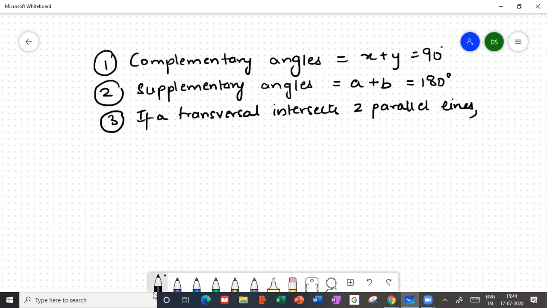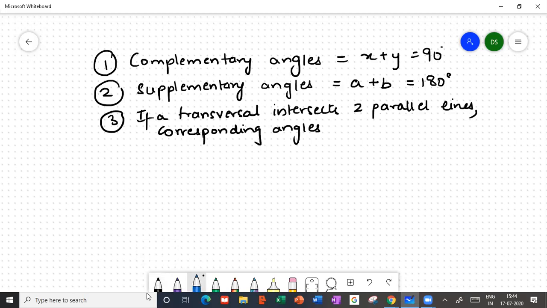Ma'am, if it intersects two intersecting lines which are not parallel, would the corresponding angles be equal? No, they won't be. So this is the key point here, that the lines have to be parallel. If they are not parallel, then you can use the property of vertically opposite angles.